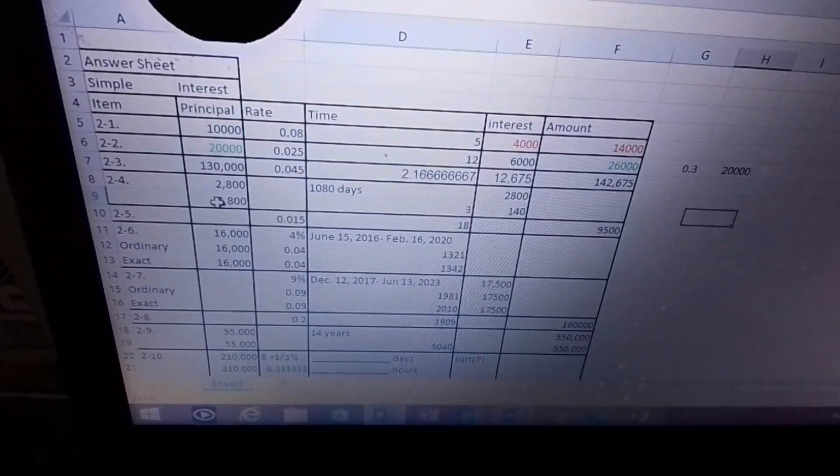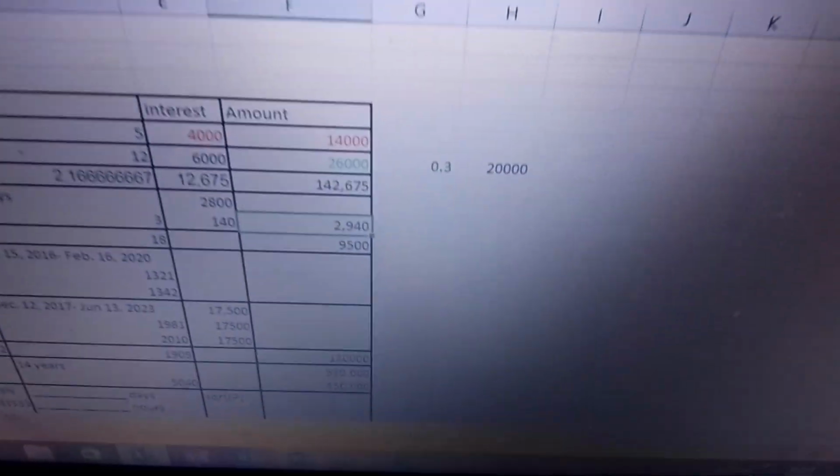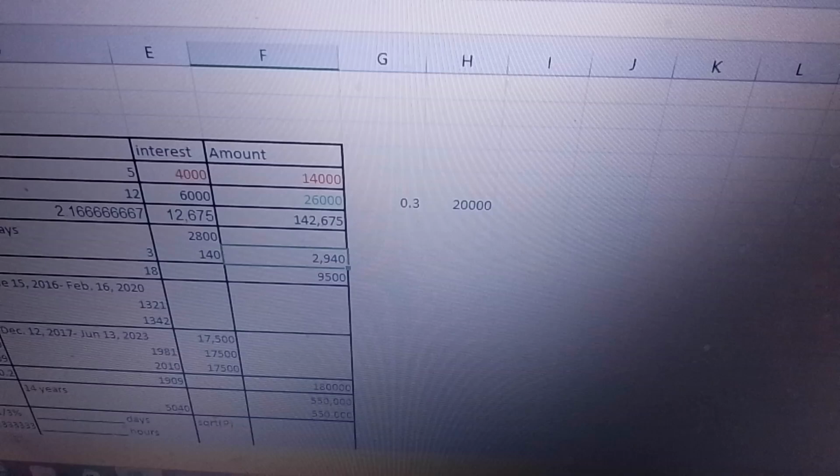Click this cell and add the two of them. Or you can just type sum, so you don't have to press the plus button. Type sum and then choose the two numbers that you want to add. Then press enter to verify your answer and you get 2,940. That is your final amount.